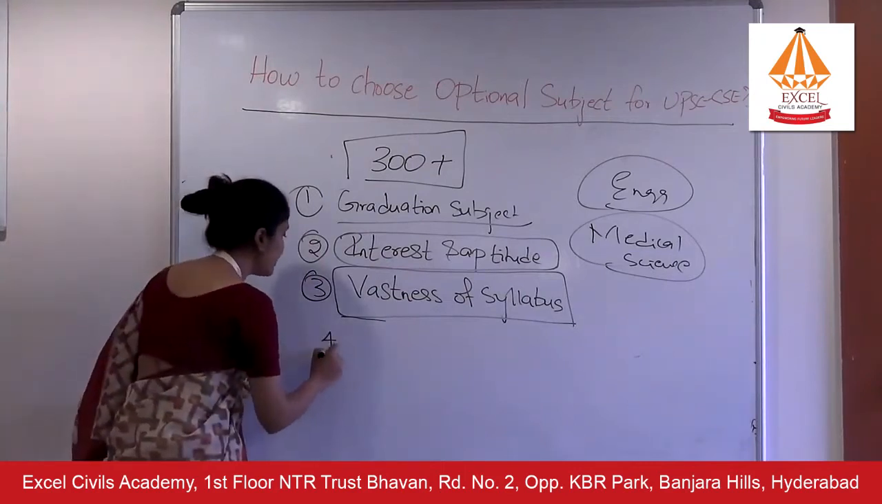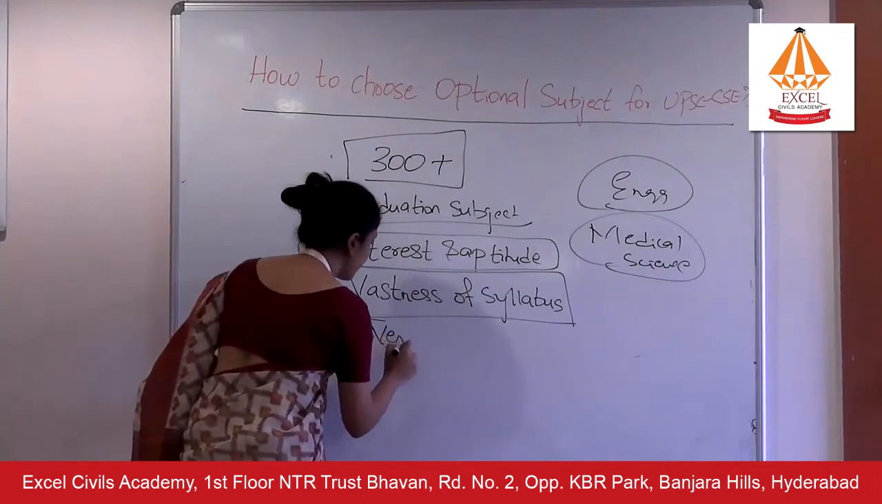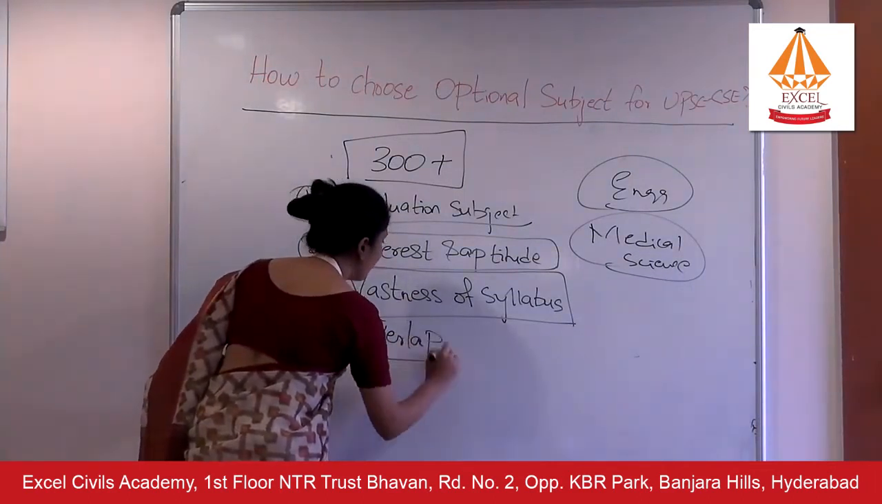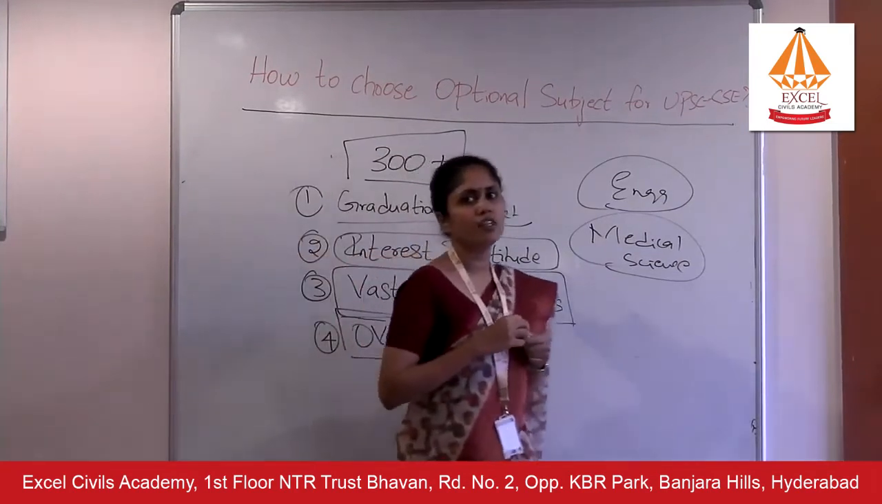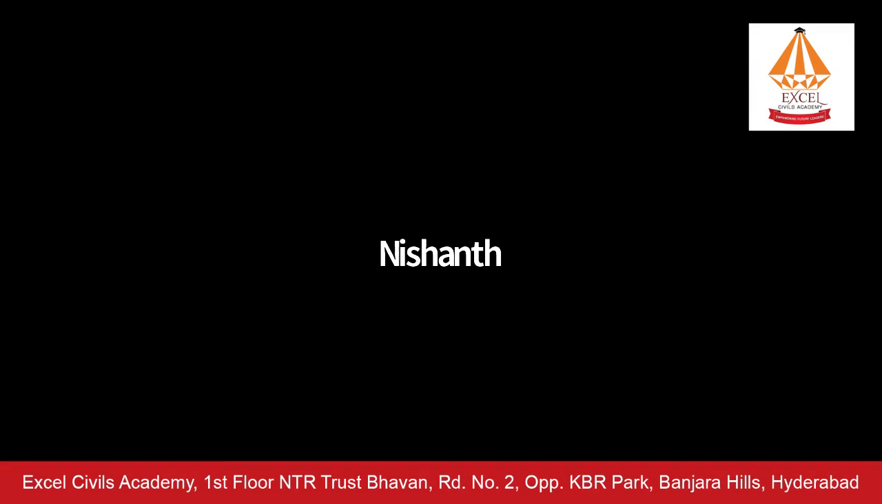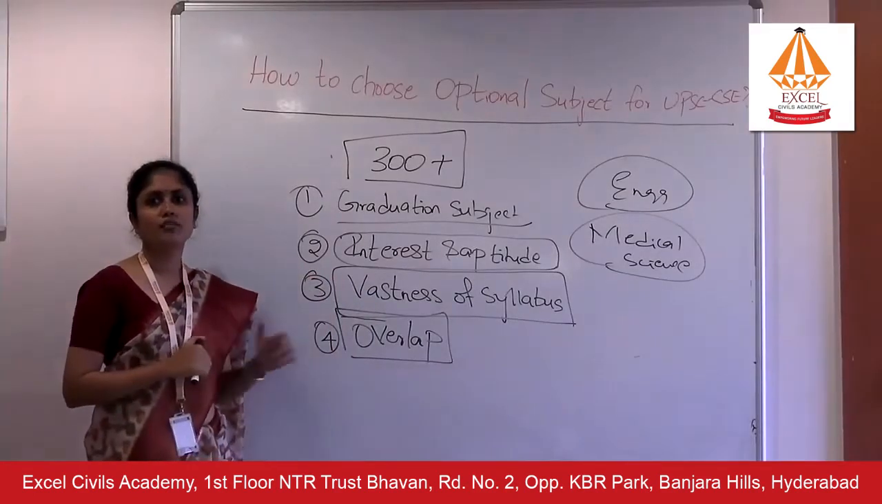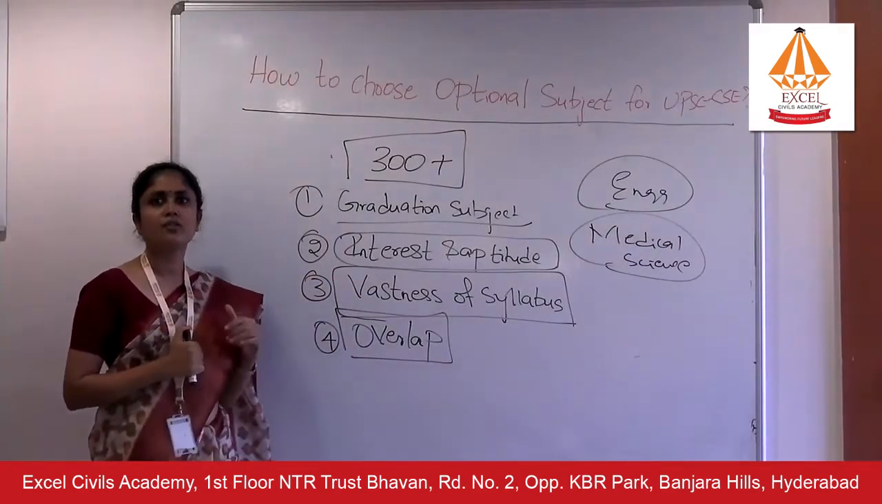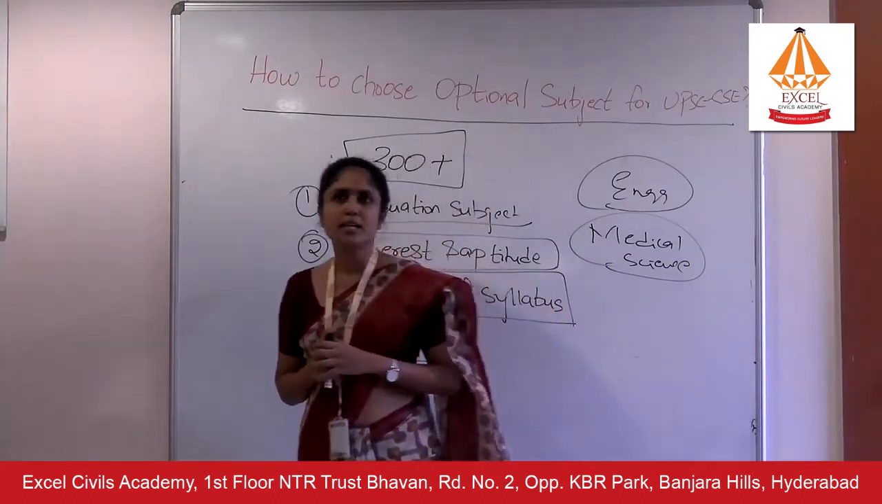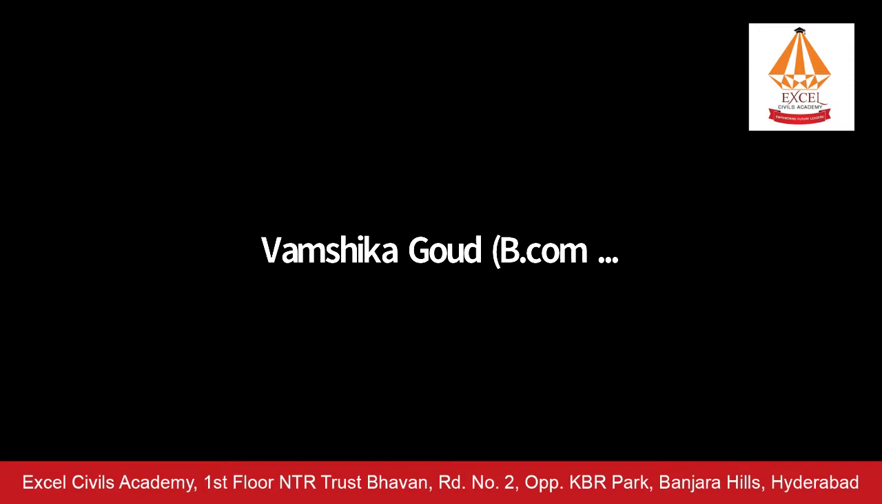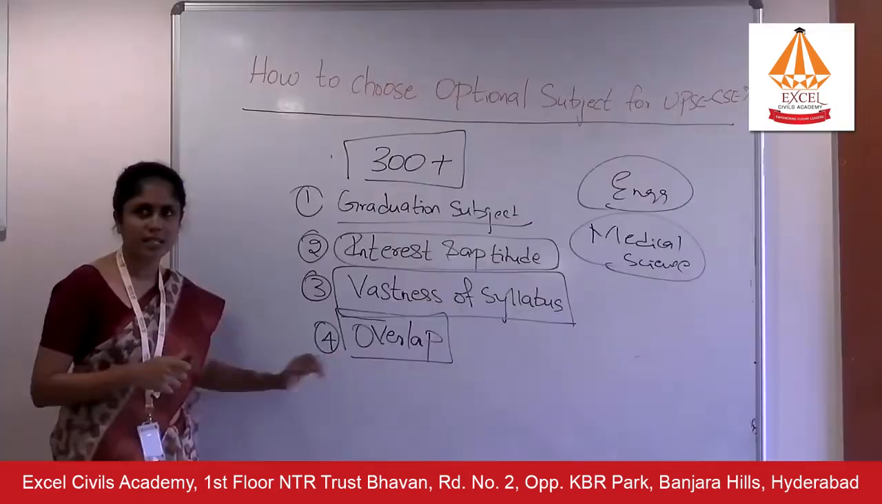Now, the fourth factor that you need to consider is the overlap that a particular optional has with your general studies syllabus, right? Now, this is where social science optionals score very highly. The reason why many aspirants tend to choose social science subjects is because of the overlap that these subjects have with your general studies syllabus, right?